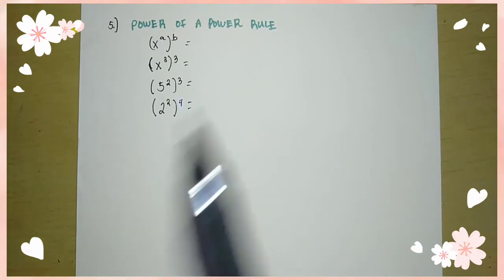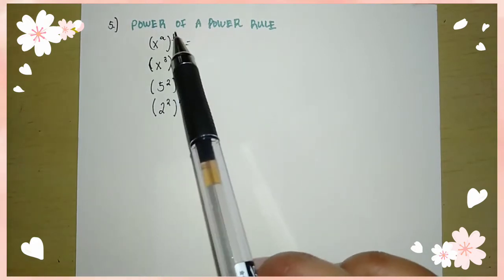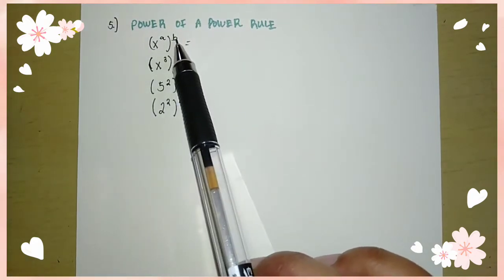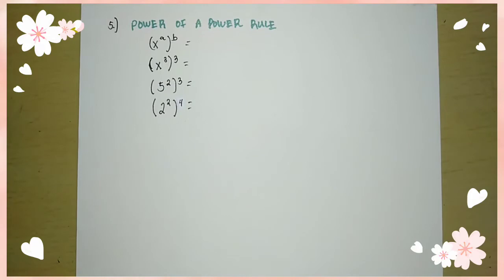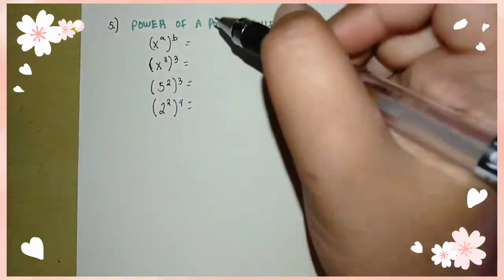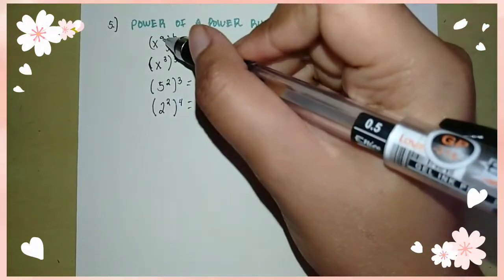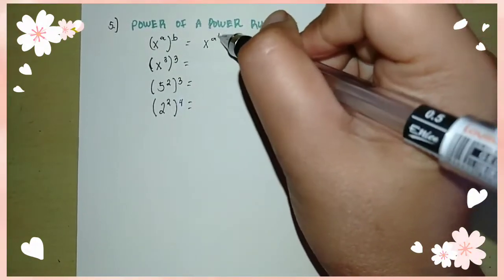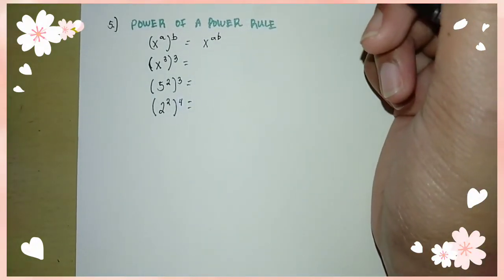Of course, we are just going to multiply the exponent to the exponent. Exponent to exponent. So, we have to copy the base, x, and then multiply a to b. So, a times b. And that's it. Yan na yung magiging sagot.